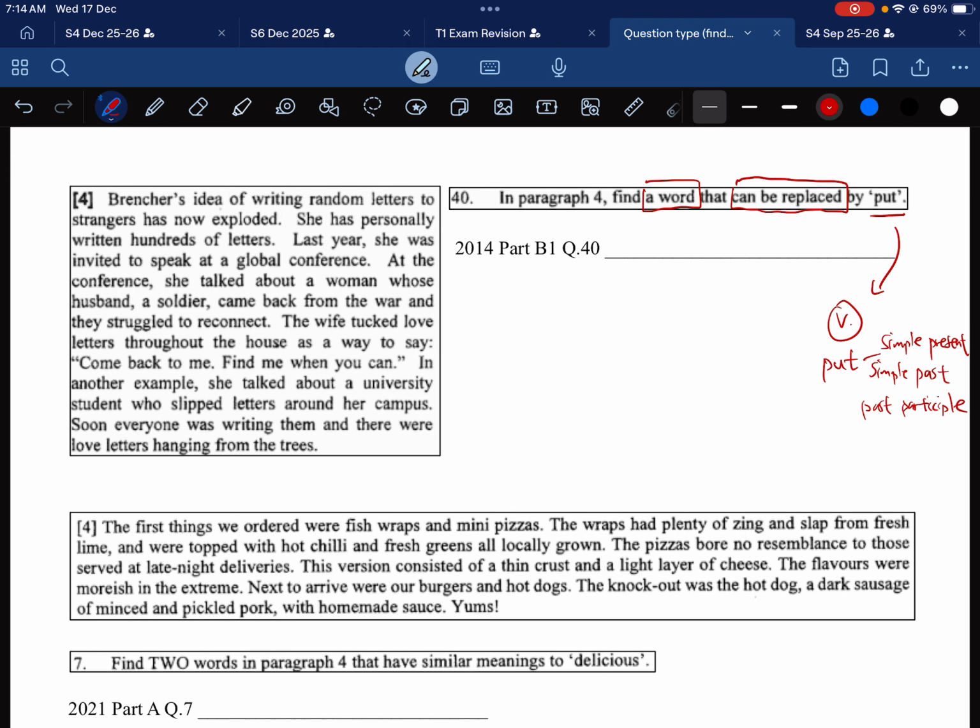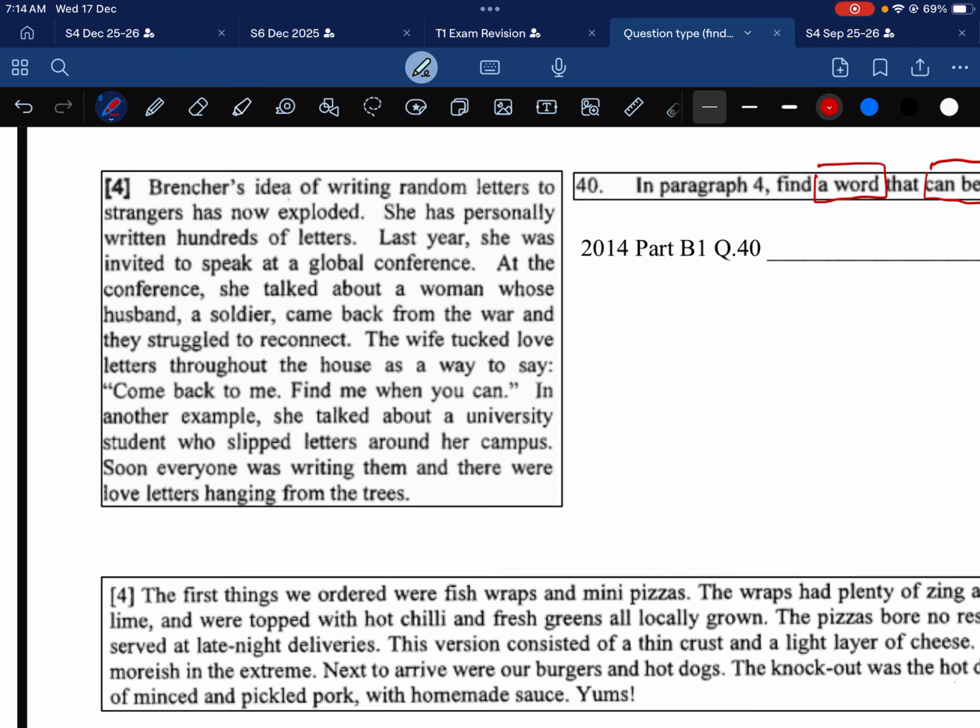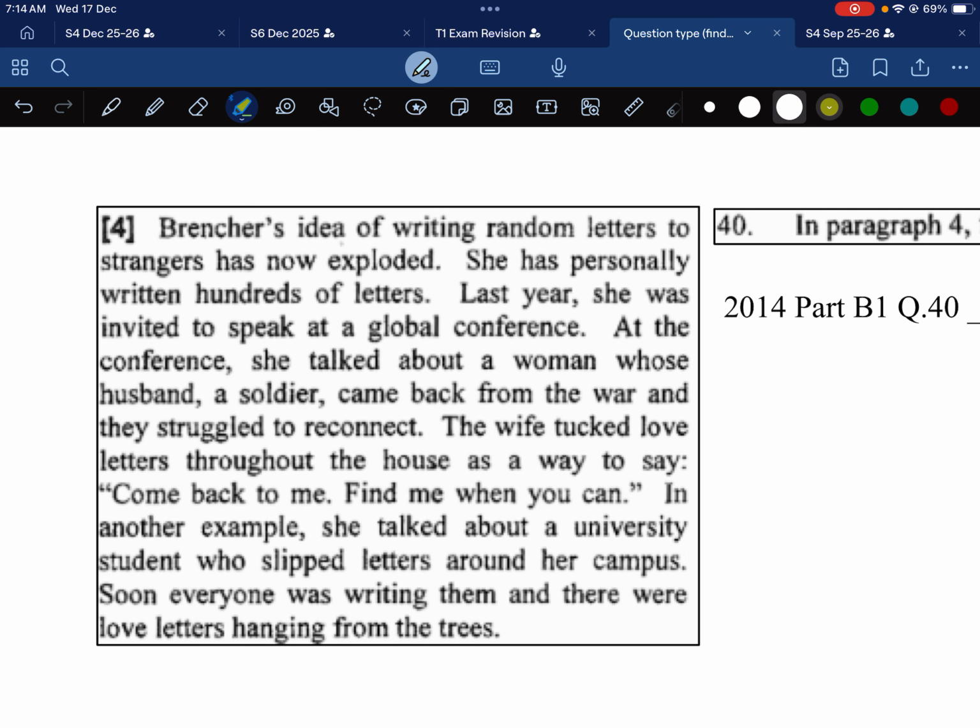Basically, we need to find out all the verbs in the paragraph. So how about we go to the paragraph? Can you help me find out all the verbs? Okay, let me give you 10 seconds, or you can pause the screen. Then I will highlight some of the verbs. Okay, let me highlight some of it to you.